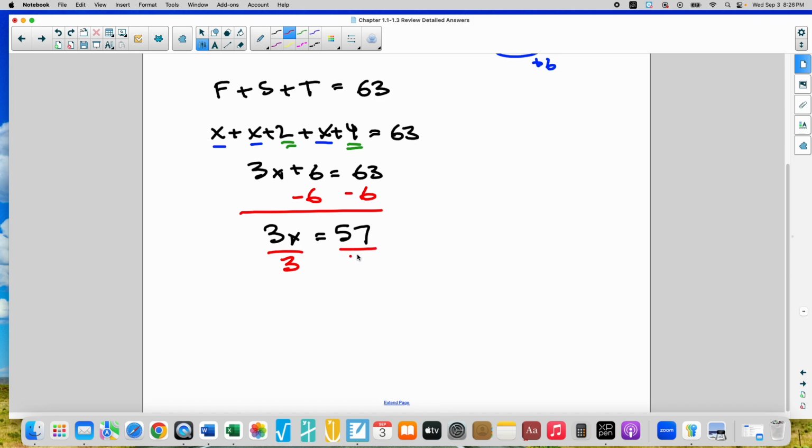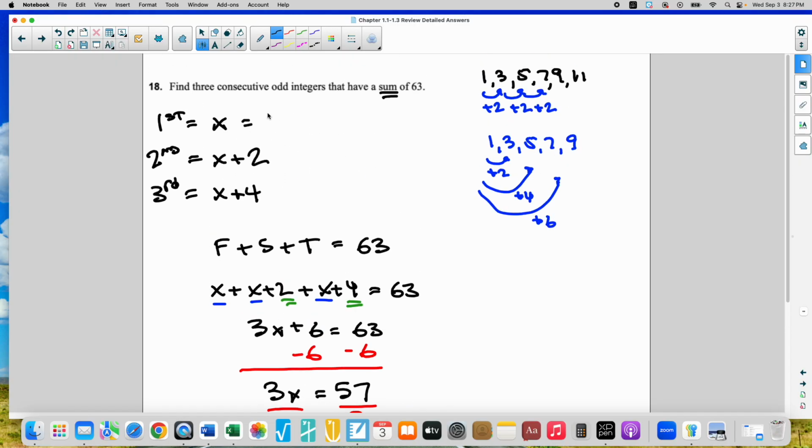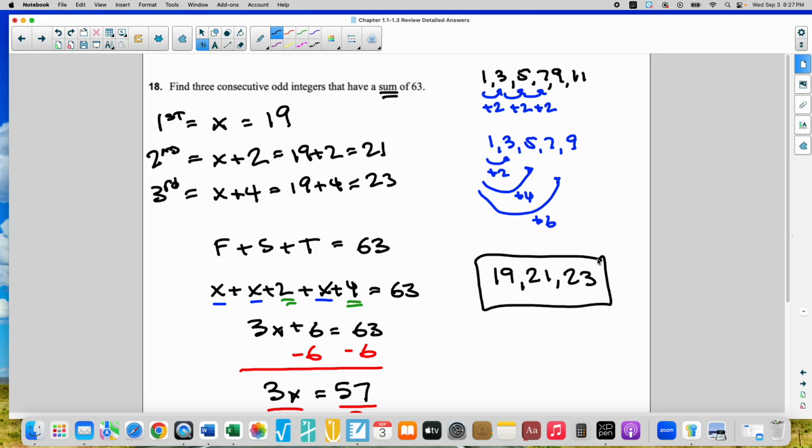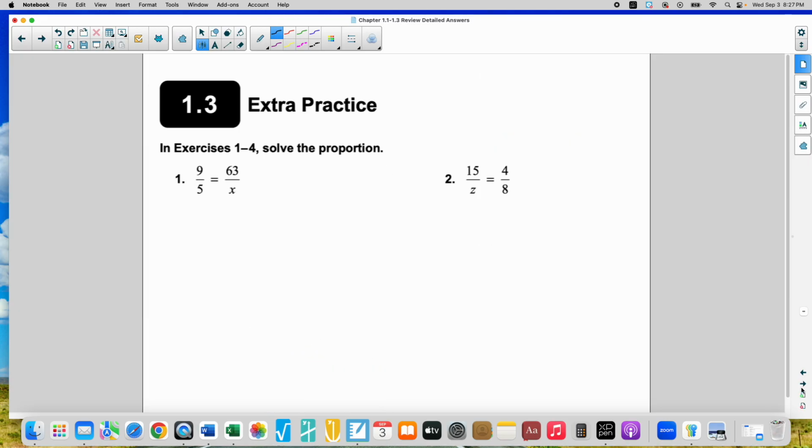Divide by 3, divide by 3. X, which is my first number, goes in 1, 19. So my first odd number is 19. And now my second number is going to be 19 plus 2, or 21. And my third number is going to be 19 plus 4, which is 23. So my three numbers are 19, 21, and 23. And if we add those up, you get 63. Such a good question.